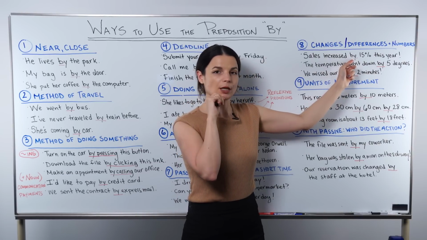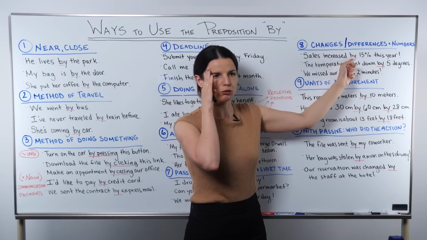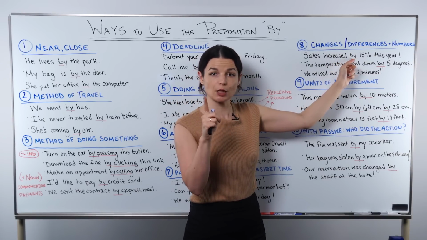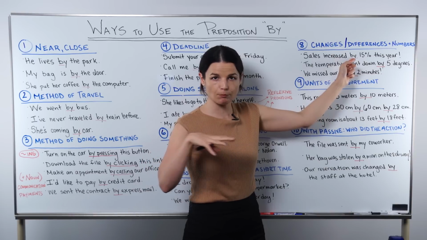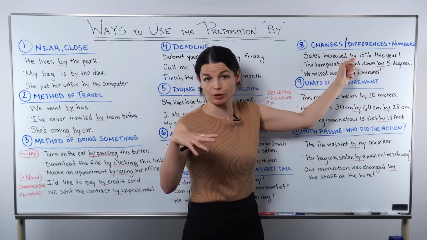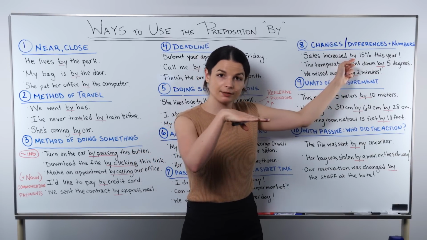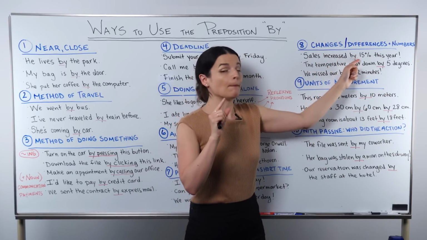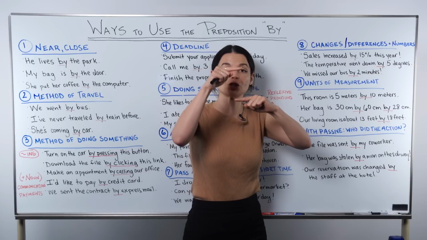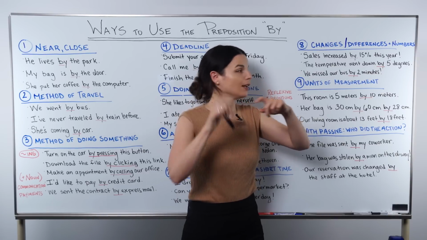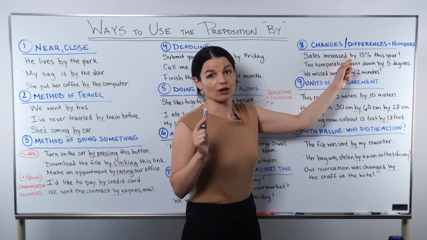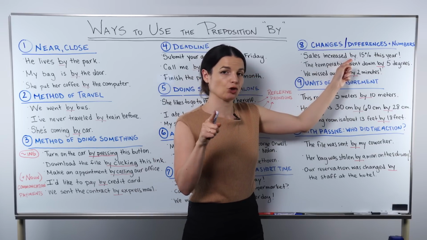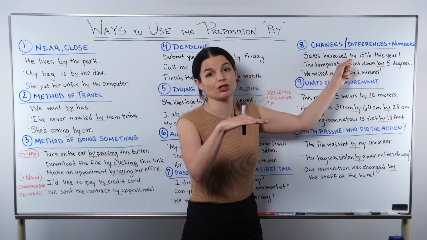So one big question that people have is, is it to or is it by? What should I use here? Sales increased to 15% means that from some, like for example, 13% or 10% or something like that, the point that the sales reached was 15%. However, sales increased by 15% means the total change was 15%. So by and to communicate very different things. By is telling us the difference in change. To is talking about the point that was reached. So they are very different.